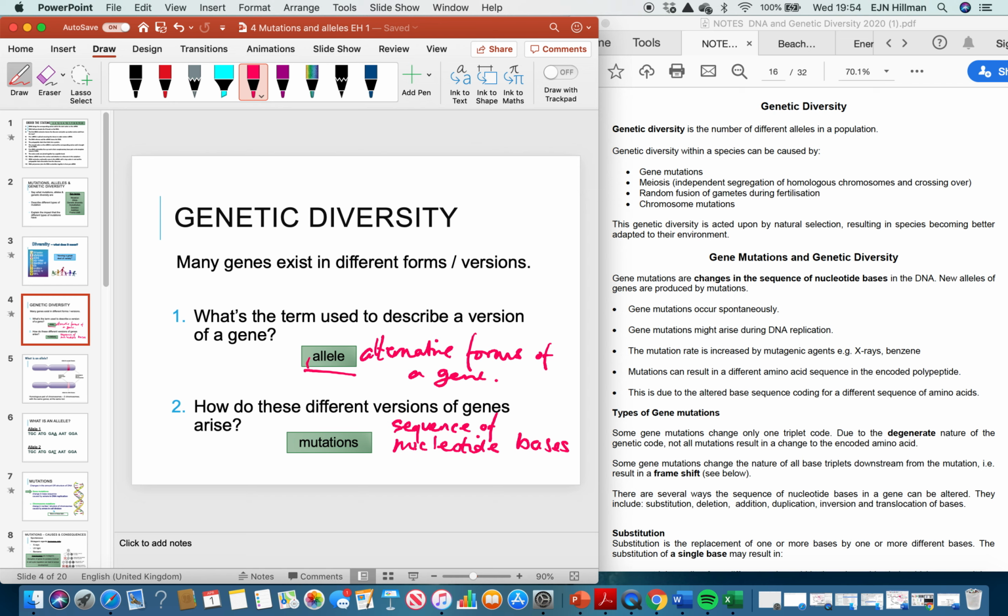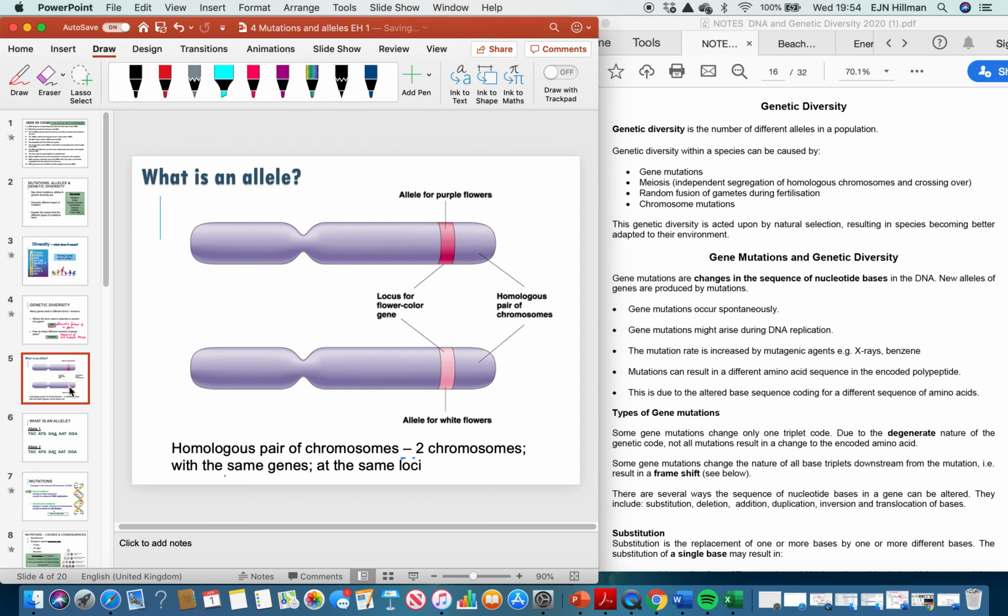Those mutations will change the sequence of nucleotide bases. And if you've got a changed sequence of nucleotide bases, you've now got an alternative or alternate form of the gene, or what is referred to as an allele. We'll go into that in a bit more detail.